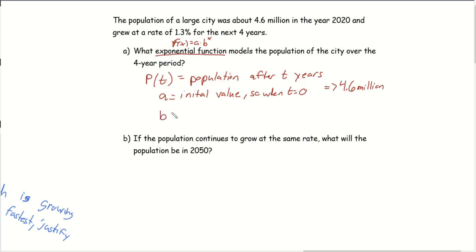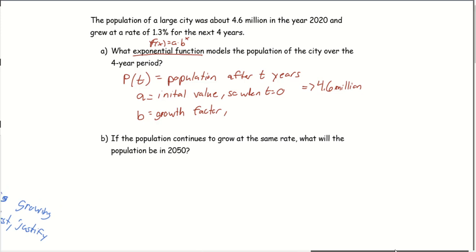b is our growth factor. We're going to talk more about growth factor in a little bit. We're just getting our equation for a right now. What does b do again? Growth factor. This is how much the quantity changes each step.